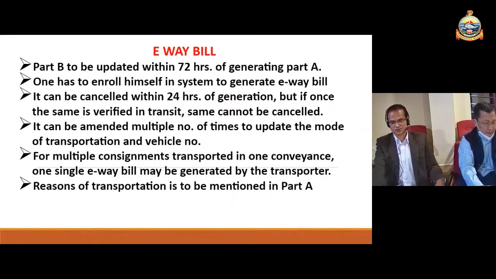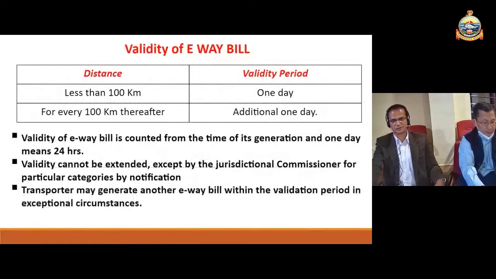Reasons of transportation always have to be mentioned in Part A. And you know, validity of e-way bill for less than 100 kilometers is 1 day. For every 100 kilometers thereafter, it is one additional day. Validity of e-way bill is counted from the time it is generated first, and 1 day means 24 hours.